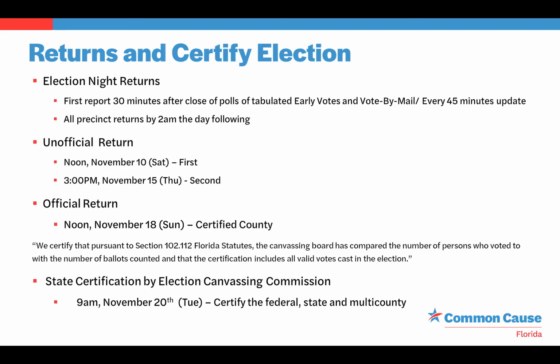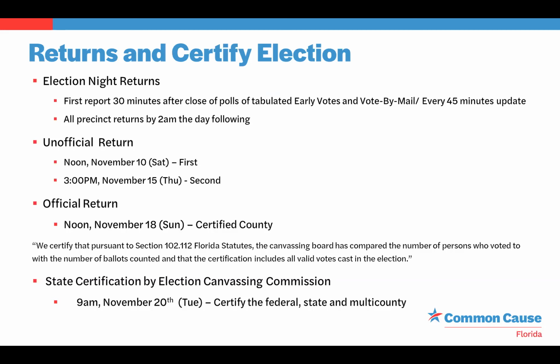The first unofficial results were due to the Division of Elections noon on Saturday, November the 10th. The next unofficial results are due on November 15th, 3 p.m. Those are the second unofficial returns. And then the official returns certified by the county canvassing board are due noon on Sunday, the 18th. All these dates existed before we had a recount.